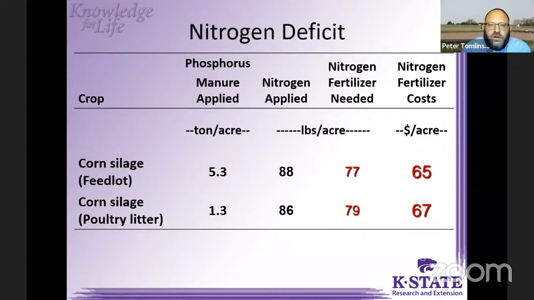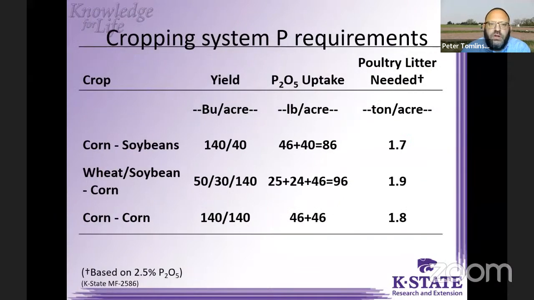And so you're going to look in this scenario at somewhere between $65 and $67 per acre. That's, again, using that 85 cents per pound in commercial nitrogen that you're going to need to acquire to meet your N, P, and K needs for that crop.